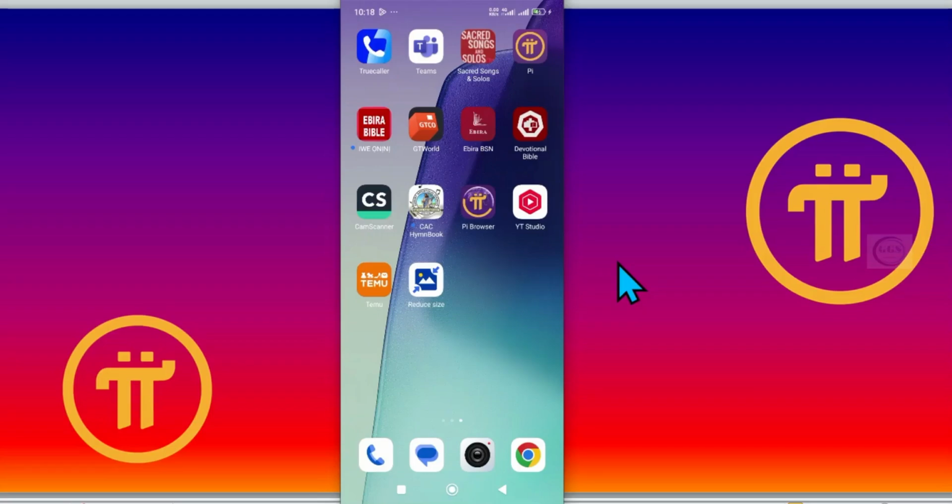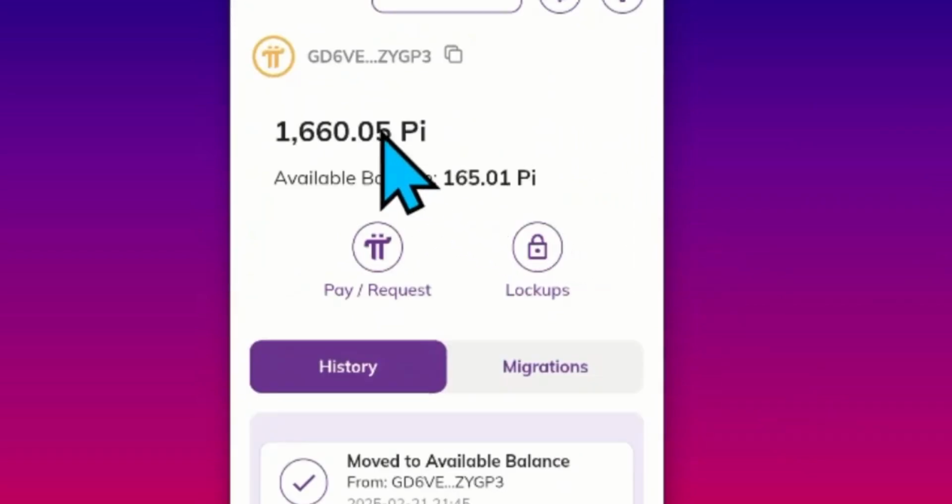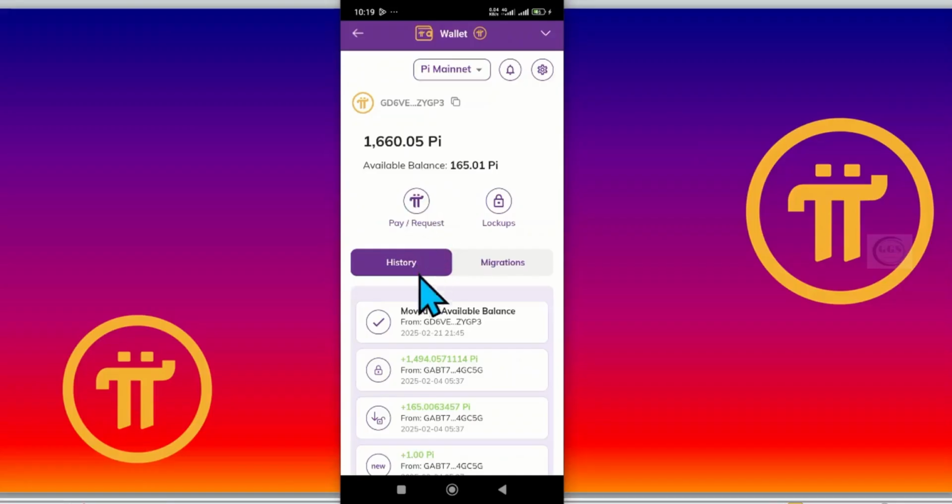So for instance, let me show you an account. If I open this wallet, you can see that the amount of pie migrated into this wallet is about 1,660 pie. However, if you look at the available balance, that is the amount released to this very account, it is 165. You can see that the remaining one is locked up. So out of 1,660 pie migrated to this wallet, only 165 pie is released, while the remaining is locked up. And you can see the details here.